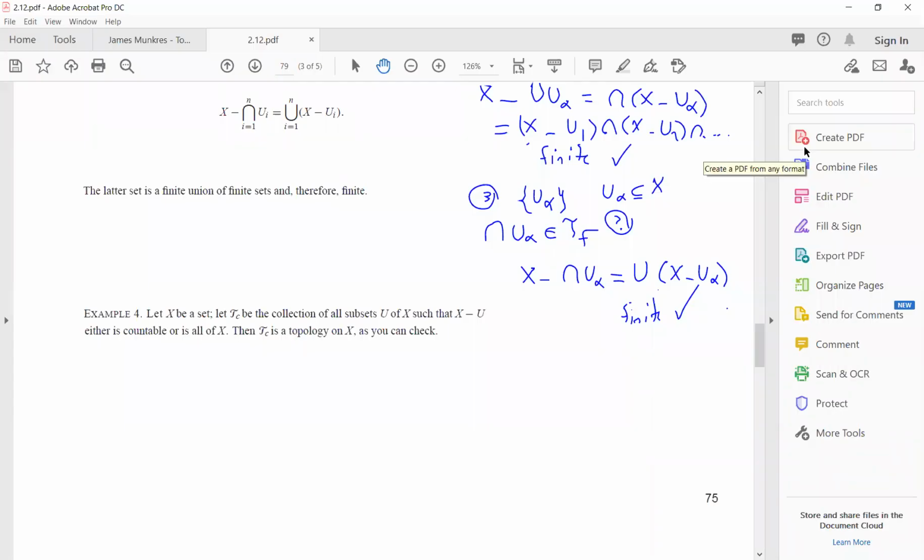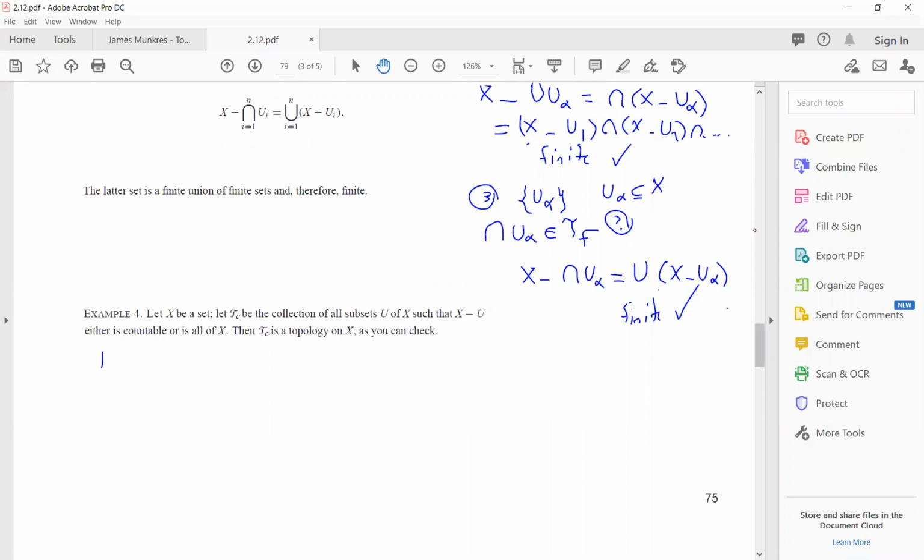Example 4, let X be a set, tau sub C be the collection of all subsets U of X such that X minus U is either countable or is all of X. So in the previous example, we worked with finite subsets. Now we're working with countable ones. Then tau sub c is a topology on X.